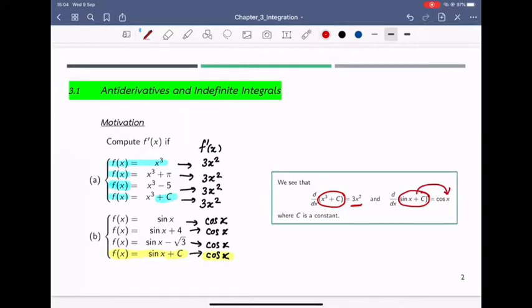But let's suppose that you have things on the right hand side. Suppose that you have 3x squared or you have cosine x, and you want to find a function that once you differentiate it, it gets back to 3x squared. So that function is called an antiderivative. The idea of antiderivative is that you are trying to reverse the operation of the derivative.